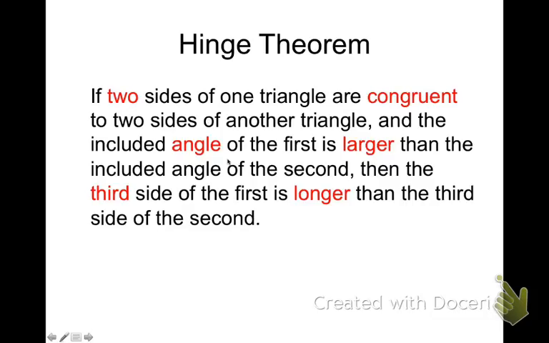It's nice and long. It says, if two sides of one triangle are congruent to two sides of another triangle, congruent. No, that's how Miss Leonard said it. Congruent. And the included angle of the first is larger than the included angle of the second, then the third side of the first is longer than the third side of the second.